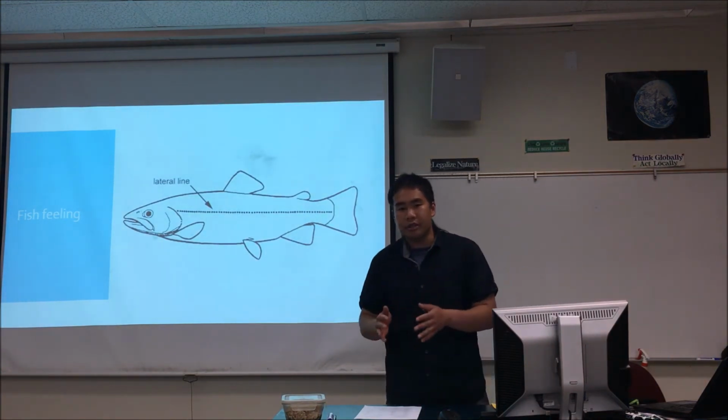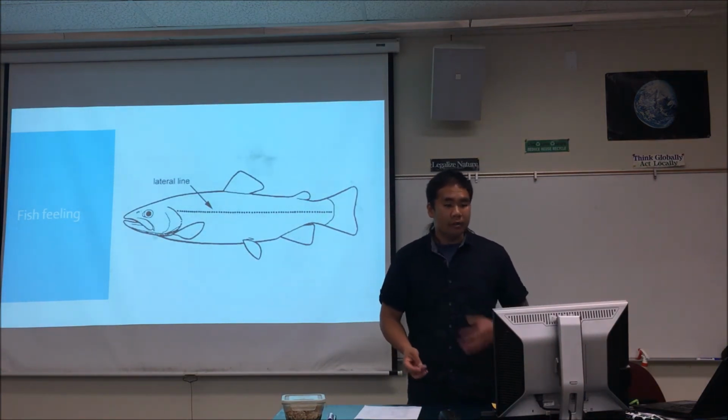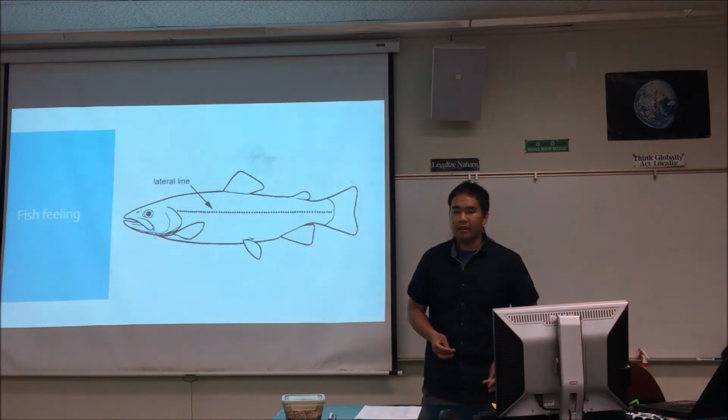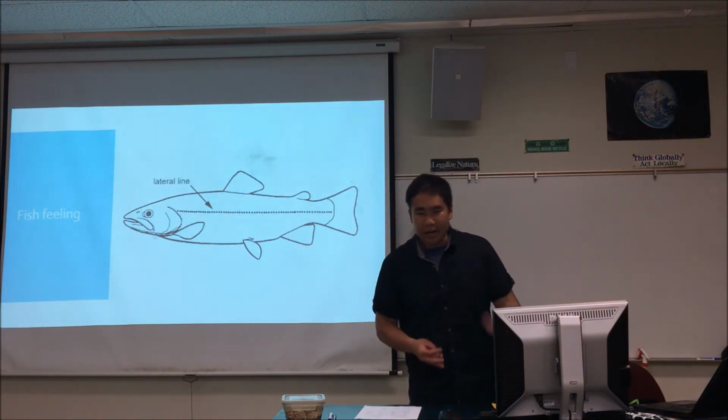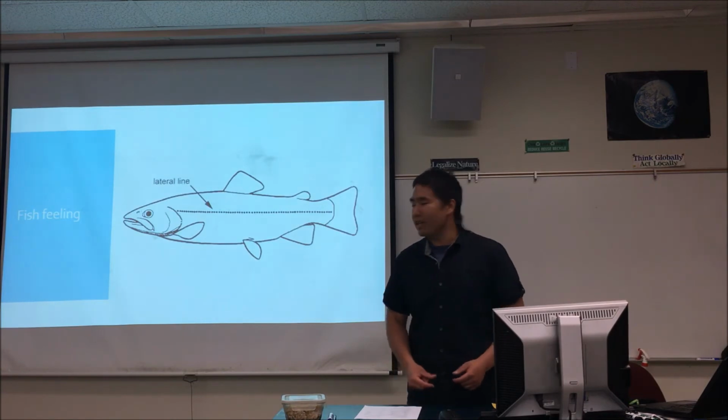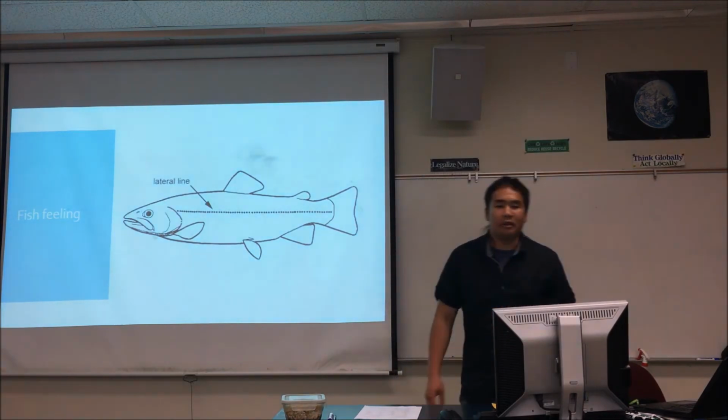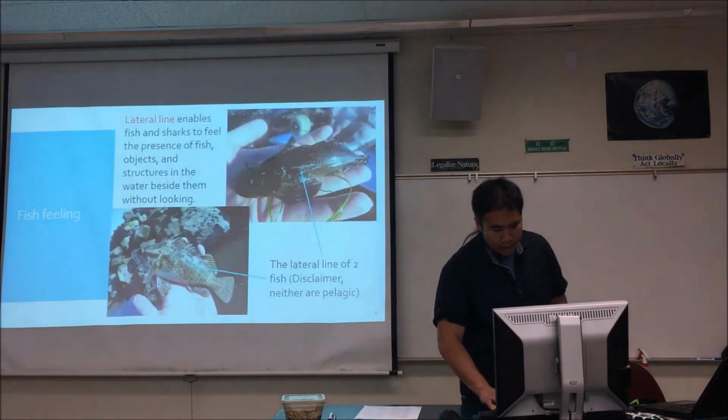So that would be useful if you're a schooling fish, but it'd also be really useful if you swim around a lot of structures so you don't bump into them. So that's not an epipelagic thing. That's just in general, if a fish needs to feel its surroundings, it'll have a very well developed lateral line.